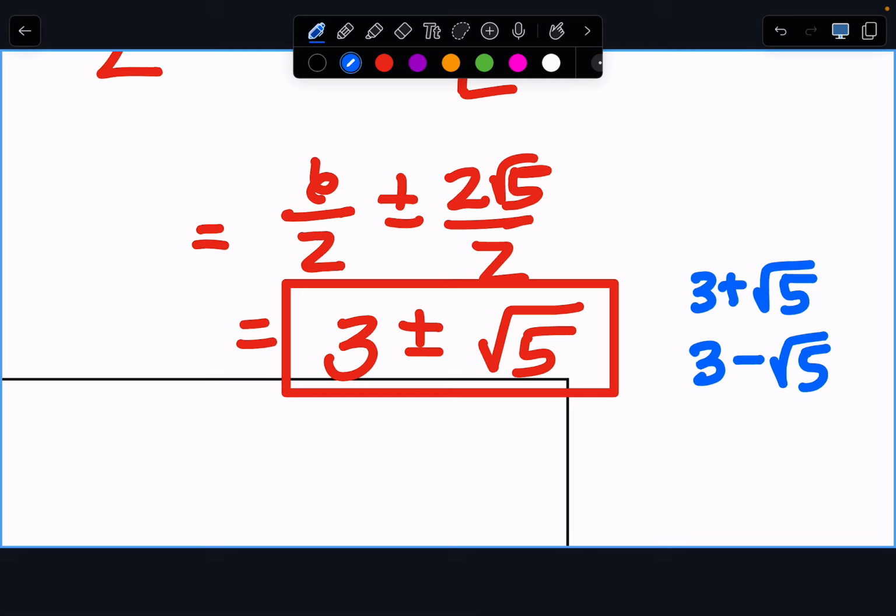Here's the deal with the quadratic formula. It is always going to get you an answer. Always. No matter what. But it's a little tedious. So tomorrow we're going to talk about when we should use the quadratic formula and when we should maybe not. But today we just need to practice using it so we know how to use it.